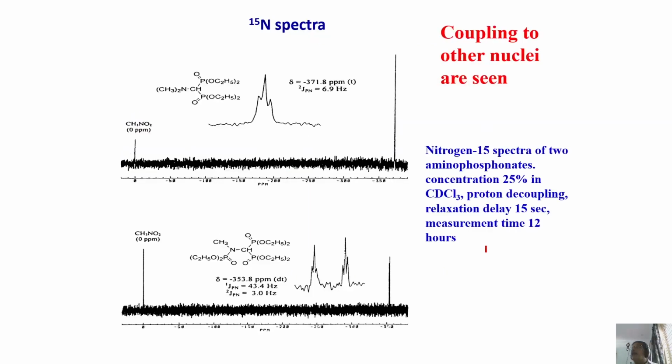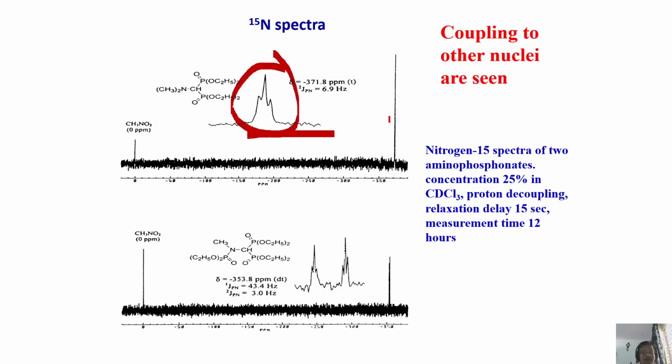Let us go to nitrogen 15 spectra. Something difficult to observe. You can see nitrogen 15 NMR here, and you can see coupling to other things. Generally, it is very weak. Nitrogen spectra of some amino phosphates is very, very weak because nitrogen is very low abundant. So you need to acquire more scans.